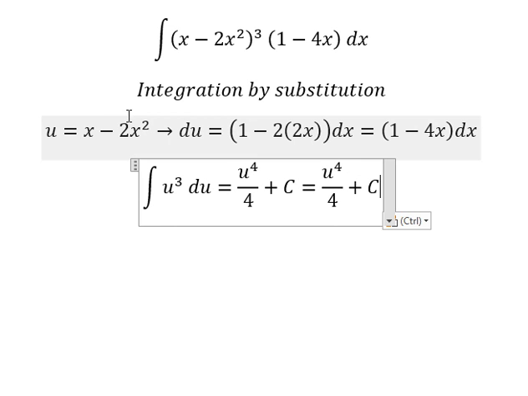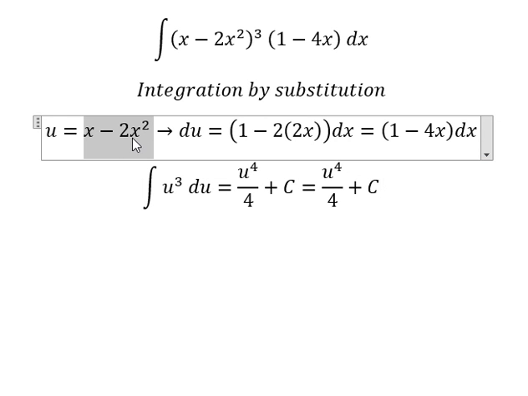About u, that is about this one. So I will put this one to change for you.